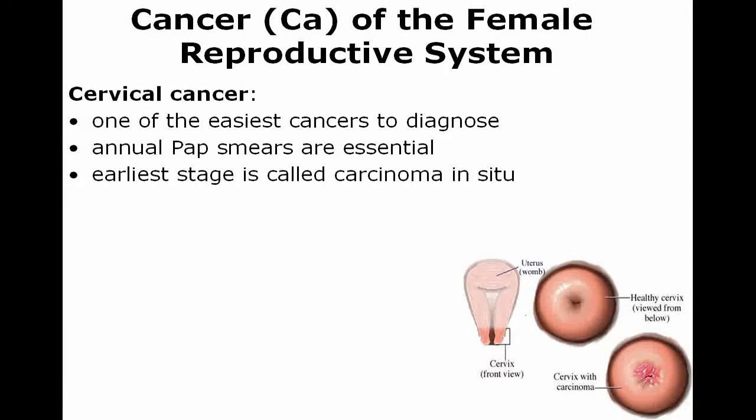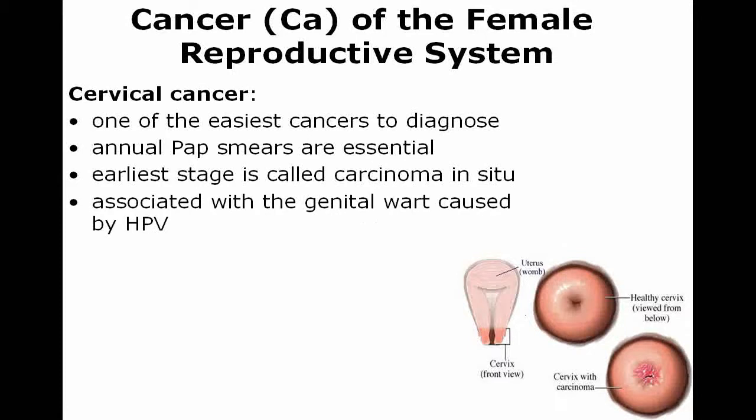The very earliest stage of cervical cancer is referred to as carcinoma in situ. It's in a very small area when it's first identified, and then only that small area can be removed, and hopefully that will be all the treatment necessary, but there is a chance that it may recur. There usually is an association. In about 98 to 99% of the cases studied of patients that had cancer of the cervix, they also had HPV. They also had a history of having those genital warts caused by the human papillomavirus.